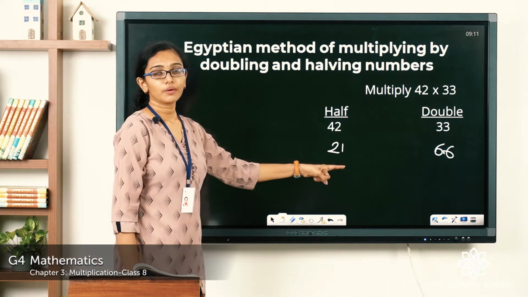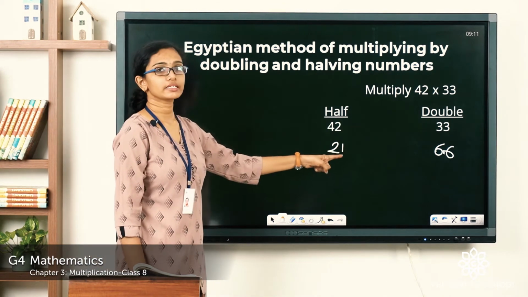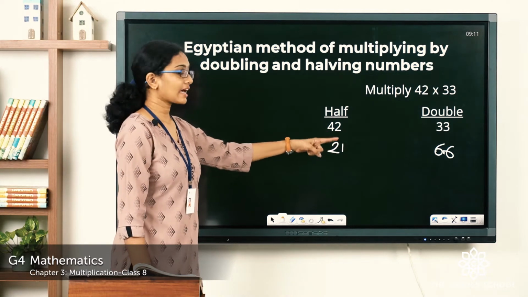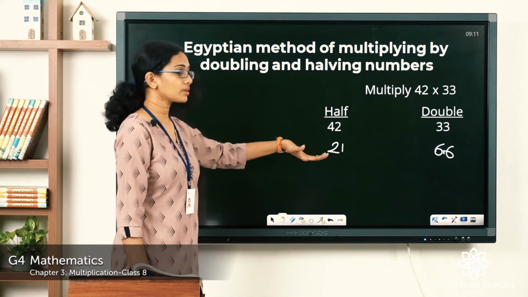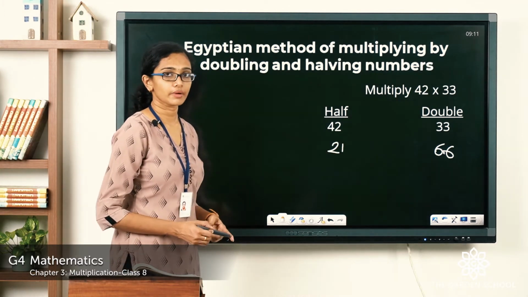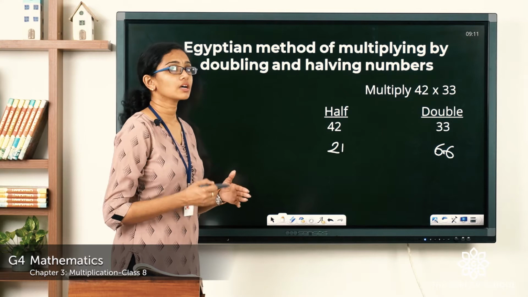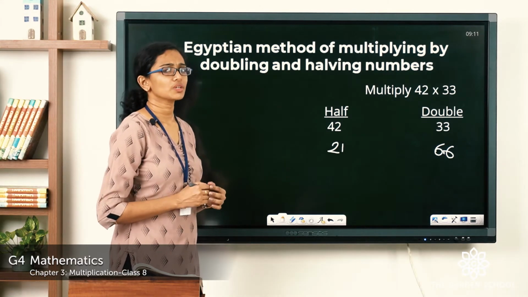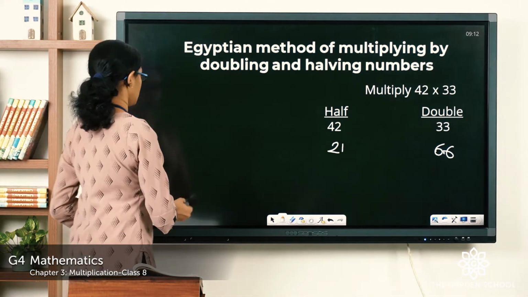Now is this an even number? No. This 21 is an odd number. Can we halve that into equal parts? What is 21 divided by 2? You will get a remainder, right? So it's not exactly divisible by 2. In that case, what do we do?